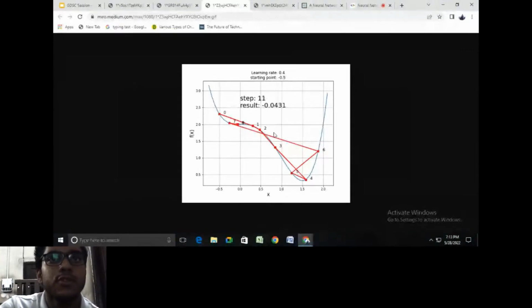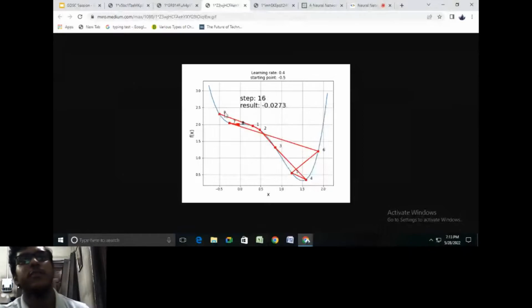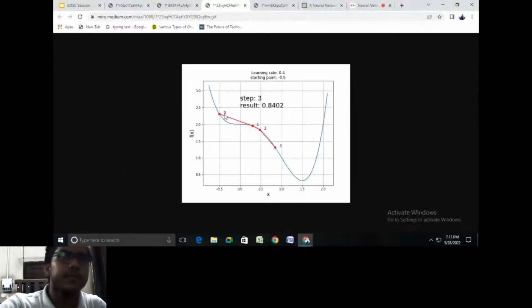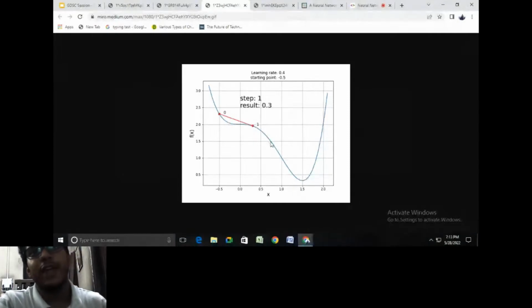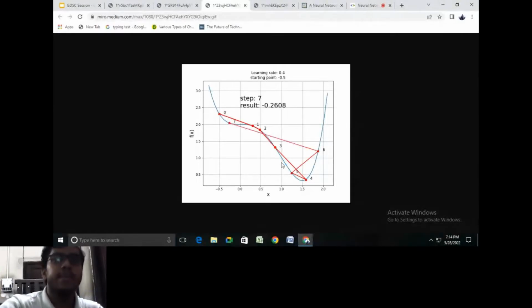So we start off at x equals minus 0.5 with a learning rate of 0.4, which we denote here as 0. Here 0 means 0 iterations. So in the first iteration, we take a big step and we overshoot this saddle point. After that, in step 2 and step 3, we gradually move towards the global minimum. But in step 4, we overshoot the minimum. And from that onwards, we keep on overshooting the minimum again and again.